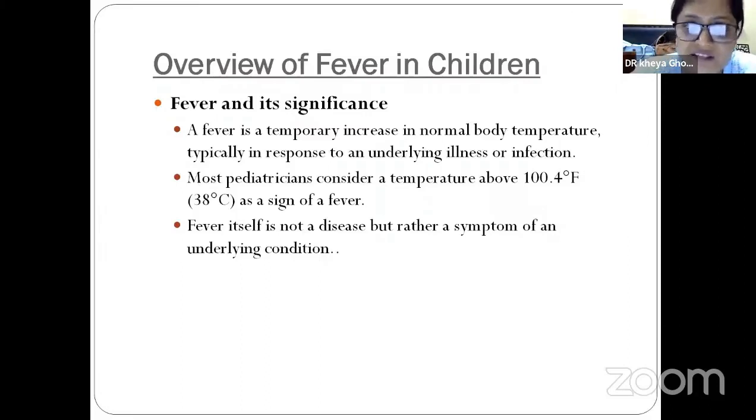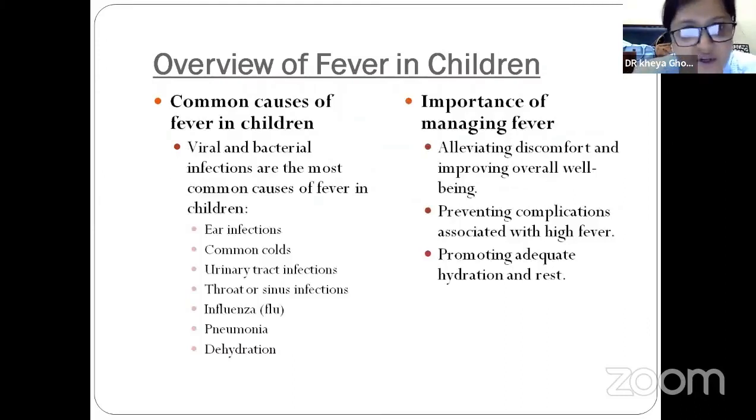You have to remember, fever itself is not a disease. It's rather a symptom of an underlying condition. And why does fever occur? Whenever there is an infectious or inflammatory etiology, which may not be an infection, chemical mediators are liberated inside the body while fighting the pathogens or due to inflammatory conditions, and they reset the thermostat of our brain.